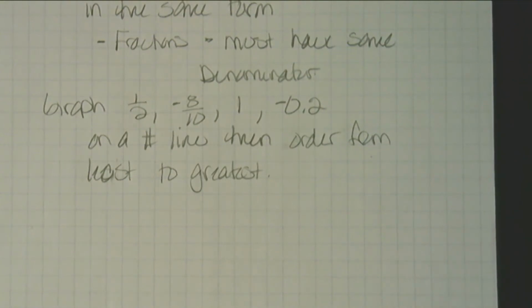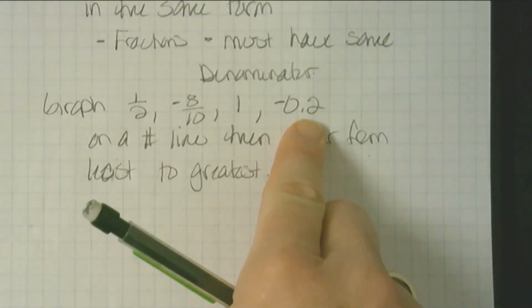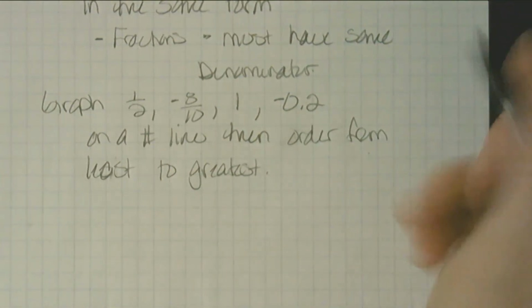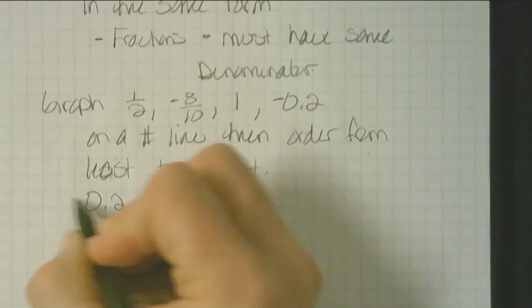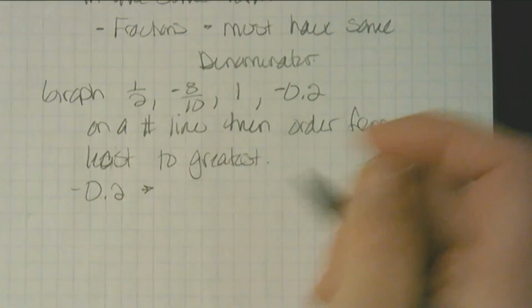All right. So we have 1/2, we have -8/10, we have 1, and we have -0.2. All right. What common denominator? So if I was to turn 0.2 into a fraction, what fraction would that be? Okay, this is kind of going back, and we're going to talk more about turning these into fractions. But what fraction would that be?